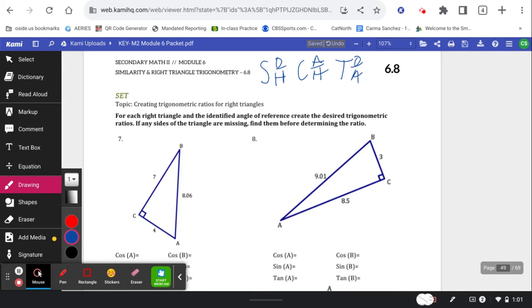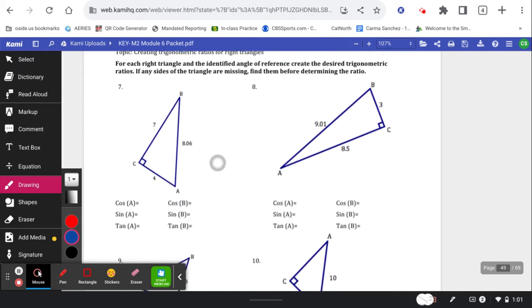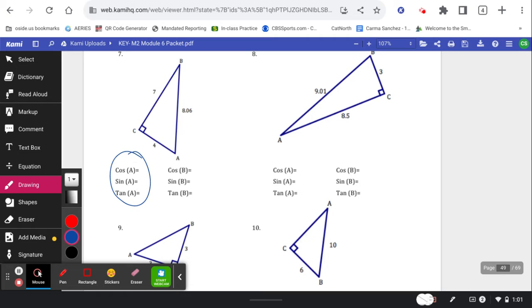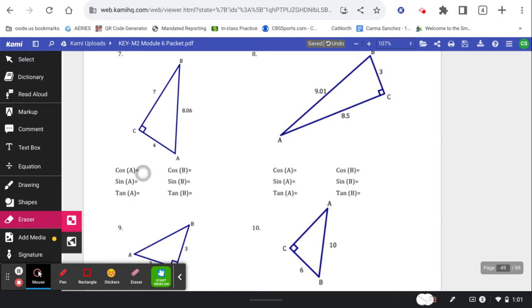So here it says we want to do first the cosine, the sine, and the tangent of A. What that means is you're going to be pretending to stand here at A as your reference angle. Which side is opposite of A? Which side is adjacent to A? And which side is the hypotenuse? Well, that's always the hypotenuse. The longest side across from the right angle.